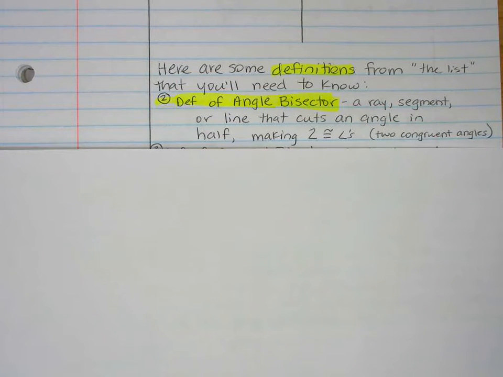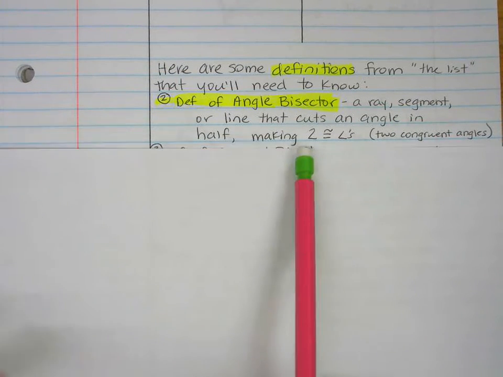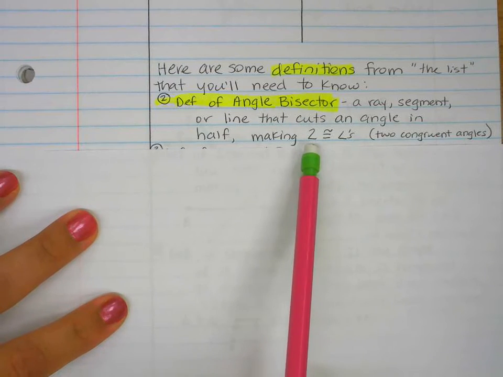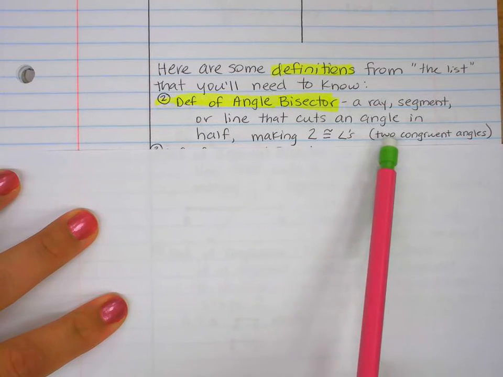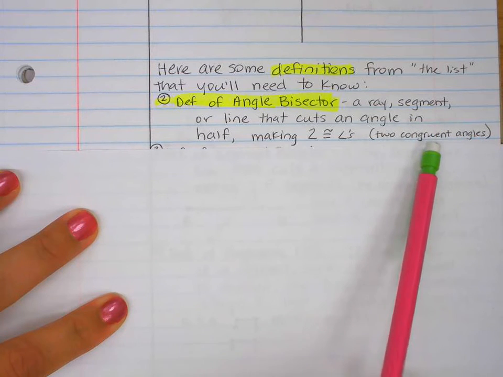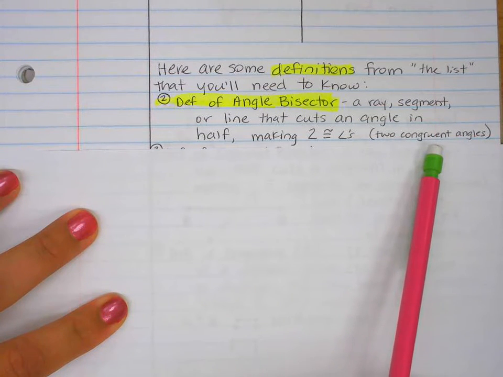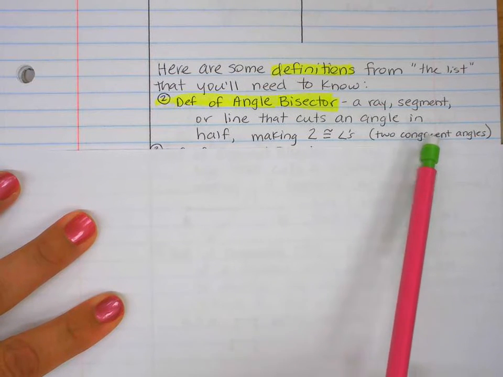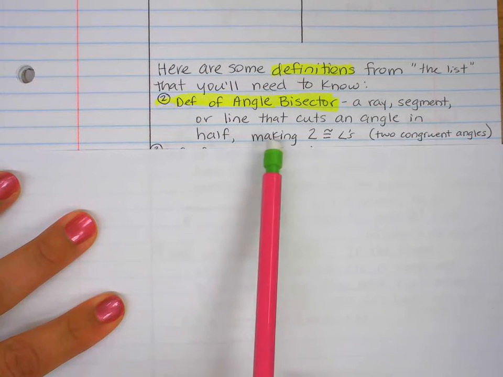So, definition of an angle bisector. That could be a ray, segment, or line that cuts an angle in half, making 2 congruent angles. So get used to seeing things written out kind of short. 2 congruent angles means this, 2 congruent angles. And remember from the previous notes, we learned that congruent means that they're the same shape and size, but we're not exactly saying that they're the same measure. So it makes 2 congruent angles.